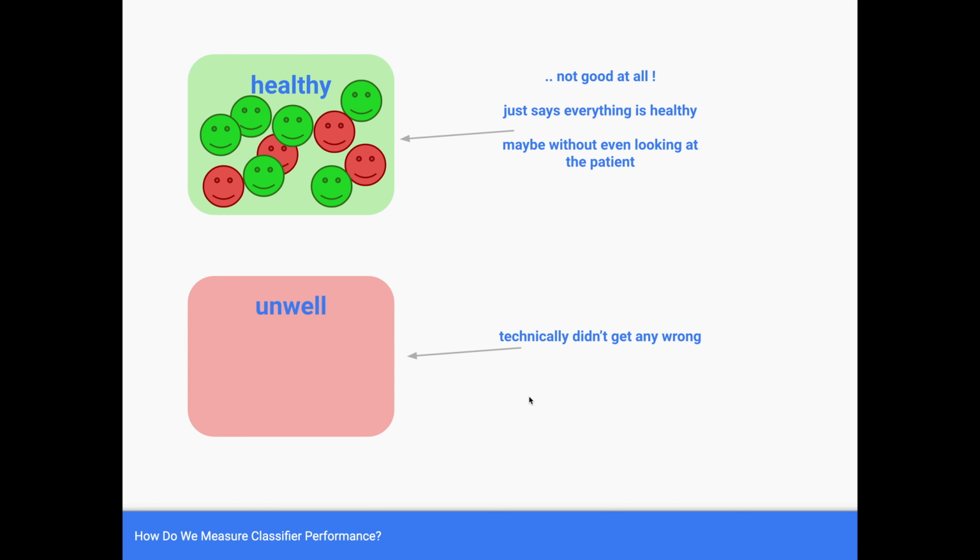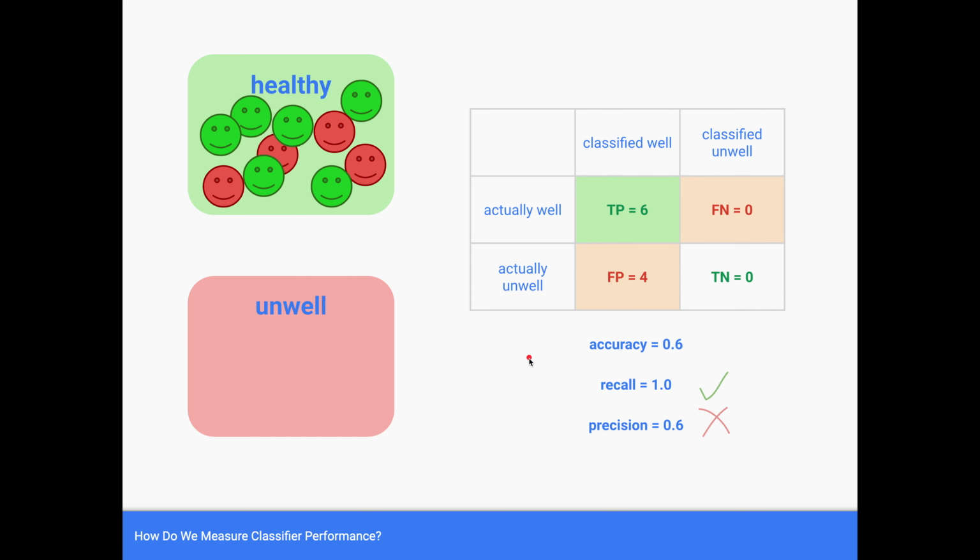Here's another extreme example where we've put everyone into the healthy box. It's almost like this classifier didn't do any work at all, it just threw everyone in healthy. It'd be interesting to see what recall and precision look like here. So here recall is perfect because it's caught everyone that should be in there, but precision is really poor because there are people in this healthy box that shouldn't be there. So you can see again this interplay between recall and precision.